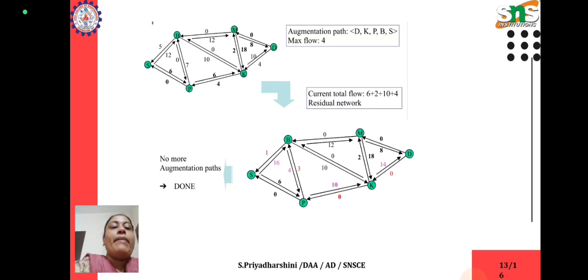So this is the maximum flow for the given algorithm. There is no more augmenting path, since in all the cases the path is blocked. So we are done with the solution. This is about the maximum flow algorithm.